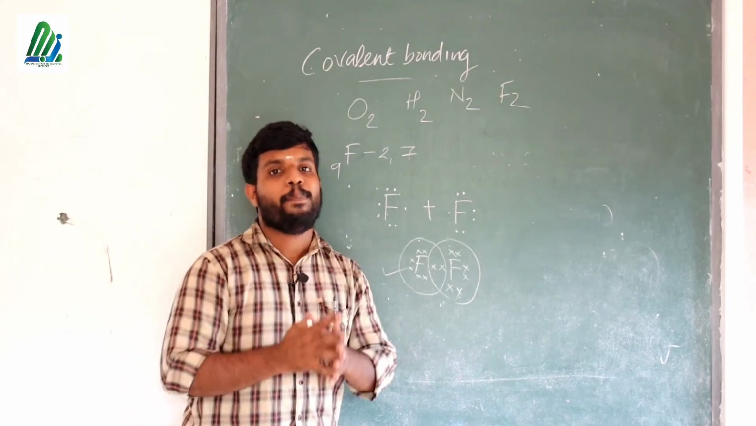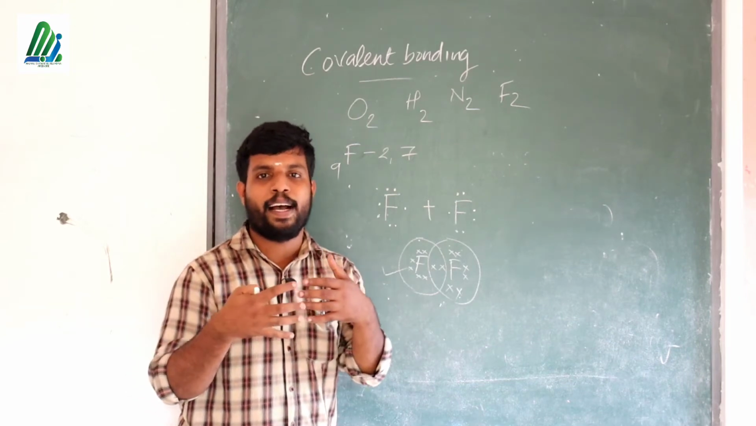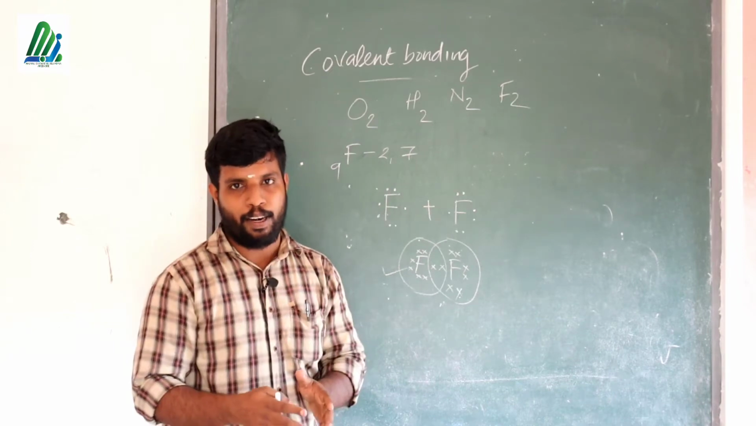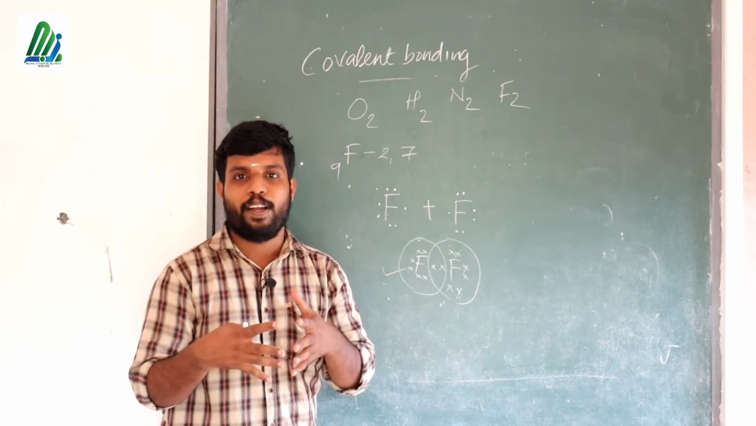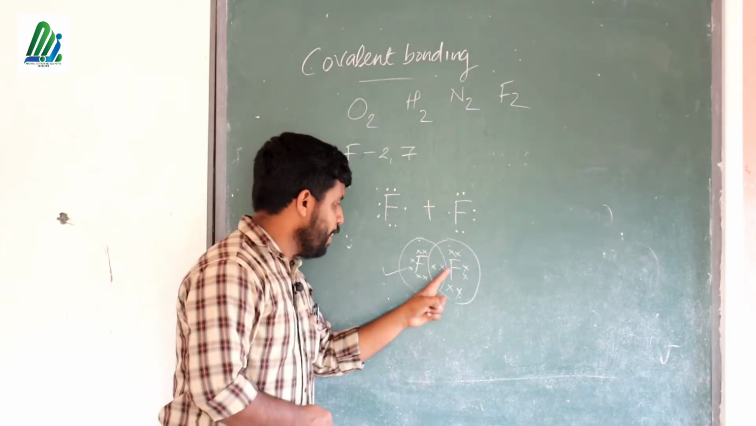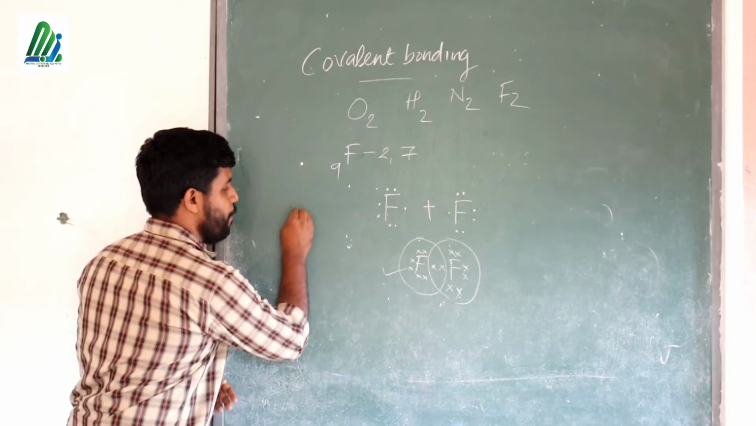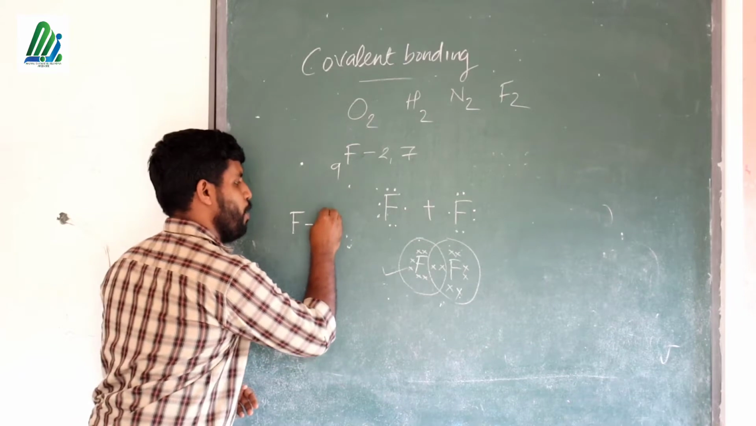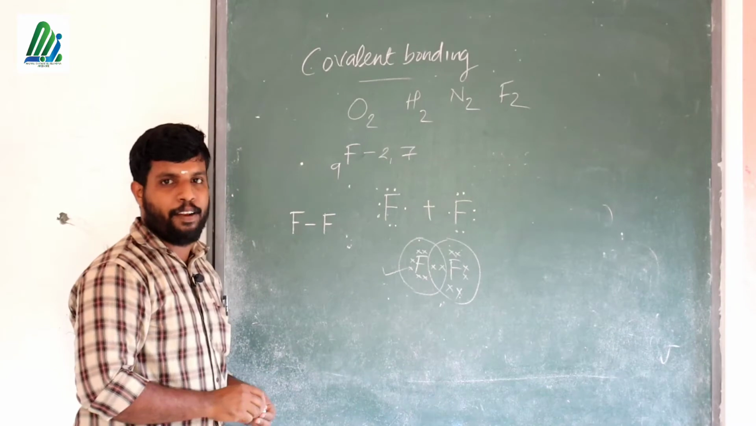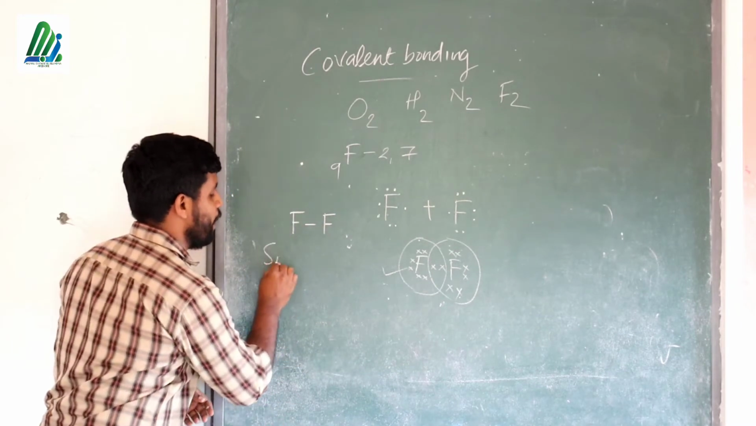The chemical bond that is formed by the sharing of electrons is known as covalent bonding. So covalent bonding is a type of bond formed by the sharing of electrons by the atoms that take part in the chemical reaction. Here they share one pair of electrons. So how can we represent that? F, one bond with another F. One pair of electrons is represented by a single line. That is known as a single bond.